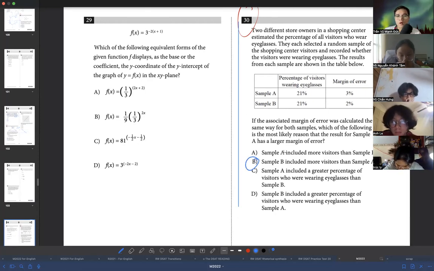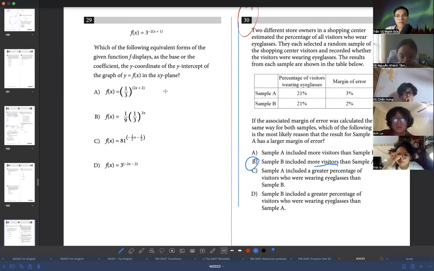B. Why is that if there are more visitors, A will have a larger margin of error? Why is it? Yeah, because if there's more samples, there's less margin of error.